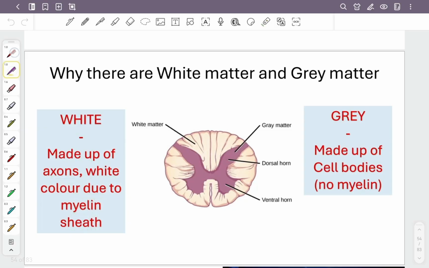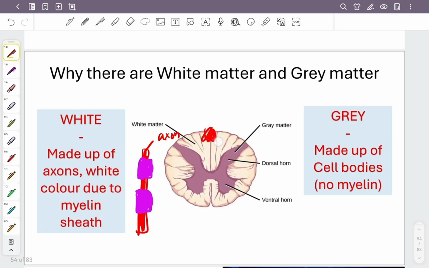Still remember what is myelin sheath? You have the axons, right? This is your body, and this one is your axon. The myelin sheath is the insulating membrane that covers the axon like this. The myelin sheath is white in color. It looks white.